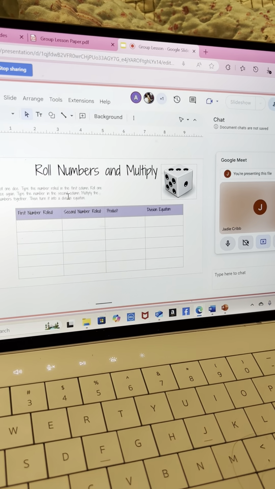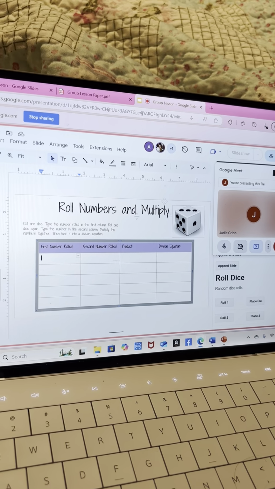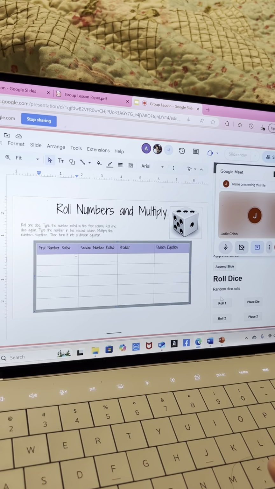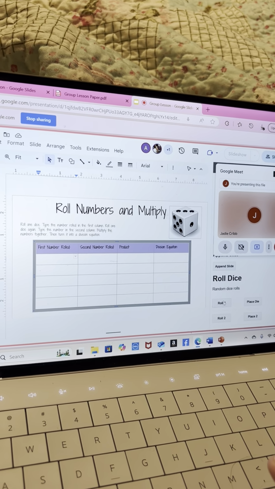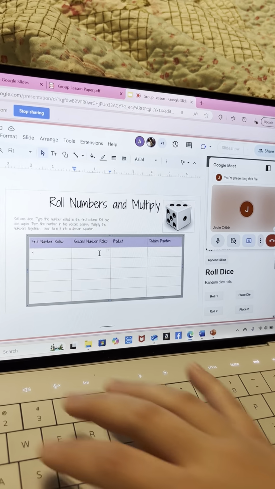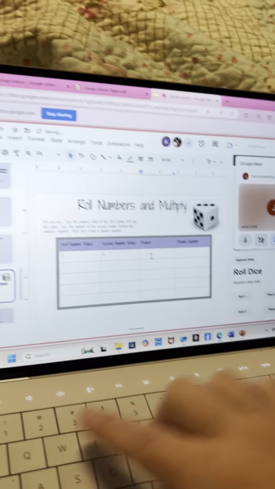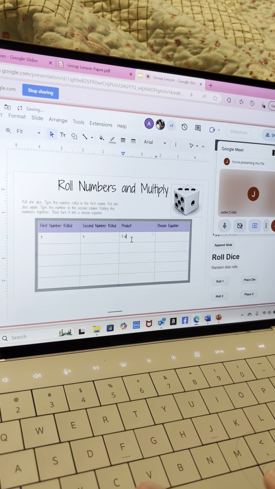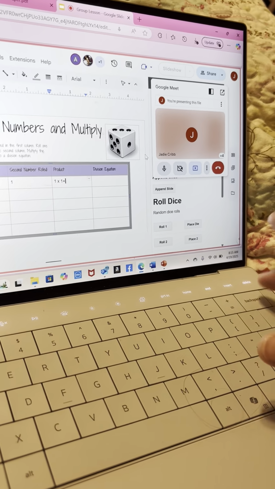Okay. So, for the first one, I have a little dice. I know that y'all can see it, but I'm not sure that it will let you roll it. So I'm going to roll one of my dice, and it tells me that I've rolled a 1. So I'm going to put my 1 in the first column, and then I'm going to roll again. And this time, I rolled another 1. So, what I'm going to do is do 1 times 1 is equal to 1.